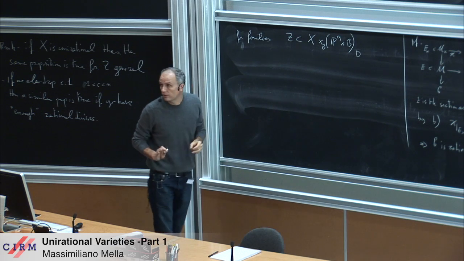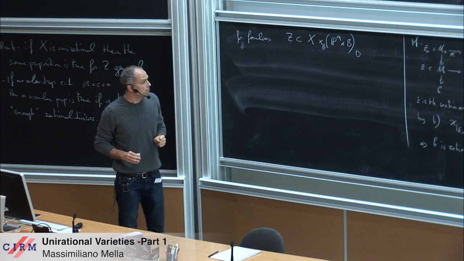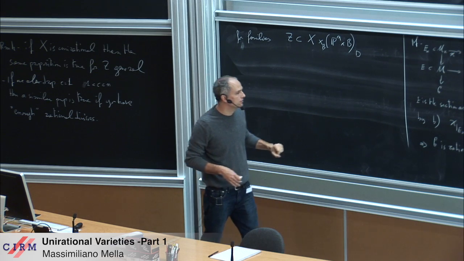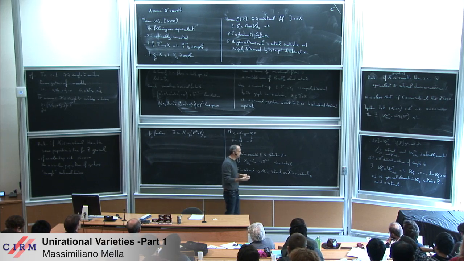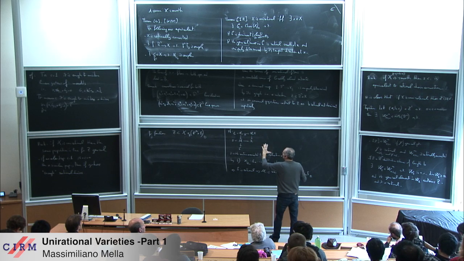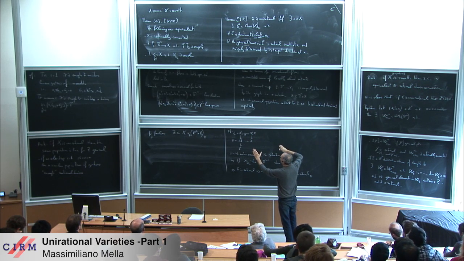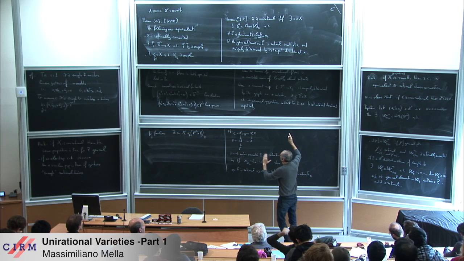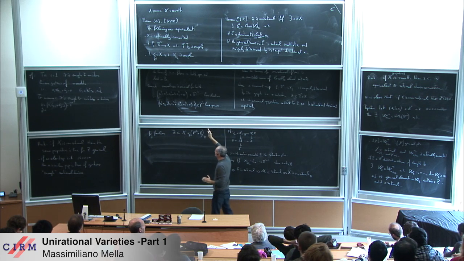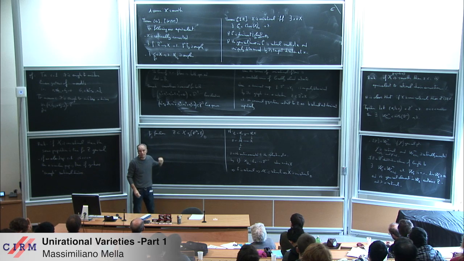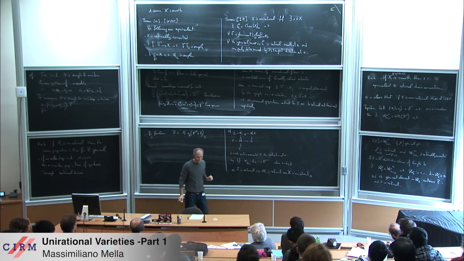Sorry for being over time, but tomorrow we'll try to use rational connection. So this is a way to show what we know about rational connection, what we know about unirationality, and why it's good to use rational connection to prove unirationality, because we know much more about it. Okay, thank you.